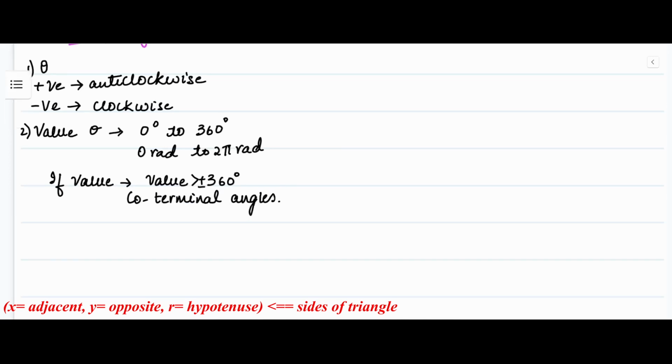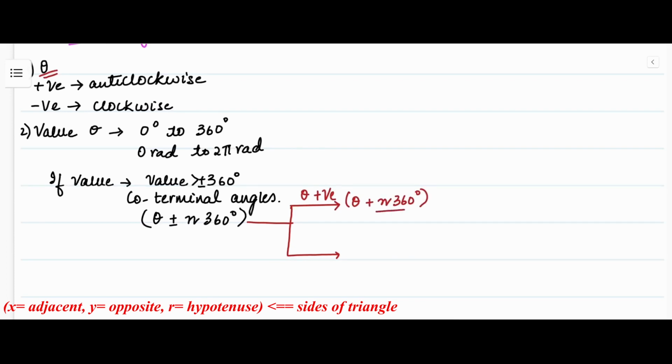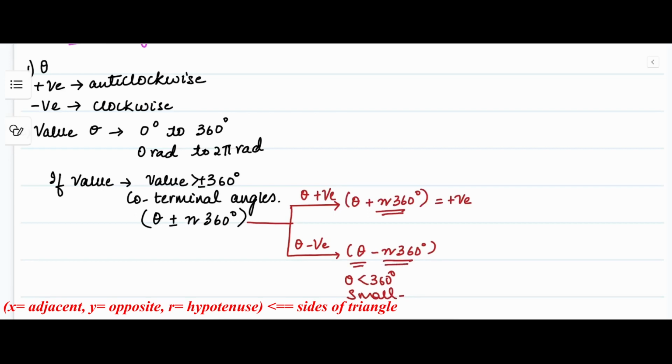Here we will be using the format theta plus or minus n times 360 degrees. Here we have two different paths. If the given value of theta is positive, then we go for the format theta plus n times 360 degrees. When we add any number to a positive angle, we get a positive angle. When the value of theta is negative, we should go for the format theta minus n times 360 degrees, because here the value of theta will always be less than 360 degrees. So a small number minus n times 360 degrees, which will always be more, means a small number minus a larger number, and we will have a negative value. So that is our negative angle.